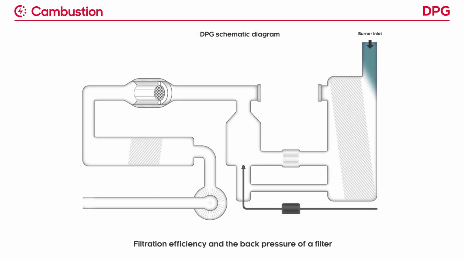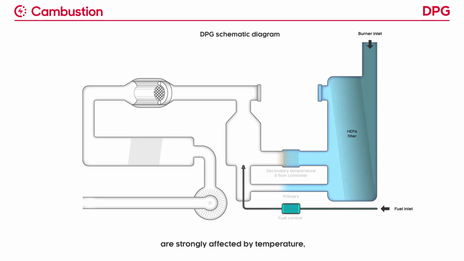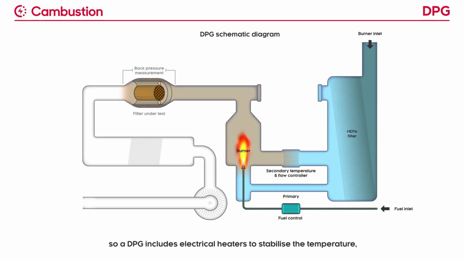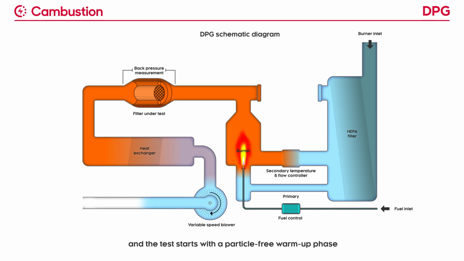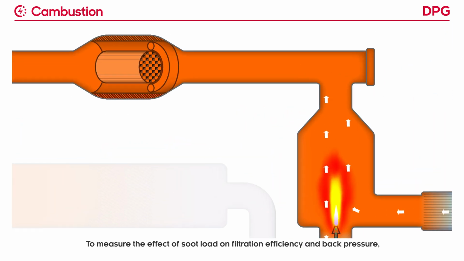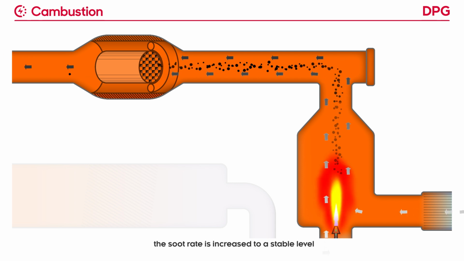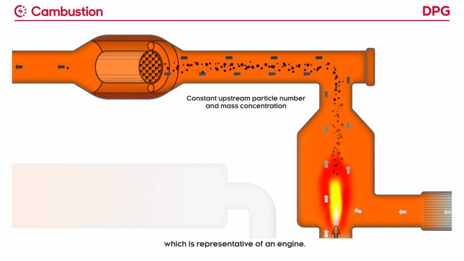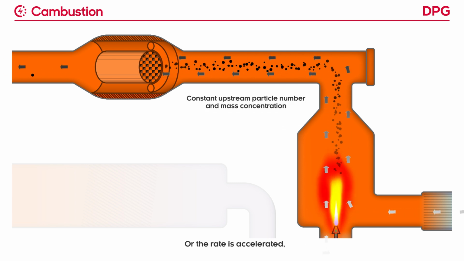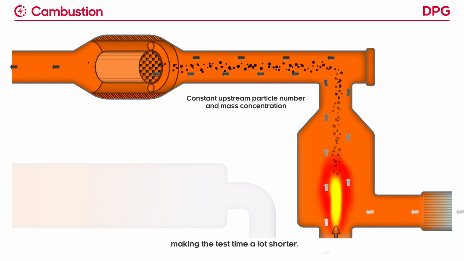Filtration efficiency and the back pressure of a filter are strongly affected by temperature, so a DPG includes electrical heaters to stabilize the temperature, and the test starts with a particle-free warm-up phase to ensure repeatable results. To measure the effect of soot load on filtration efficiency and back pressure, the soot rate is increased to a stable level which is representative of an engine, or the rate is accelerated, making the test time a lot shorter.